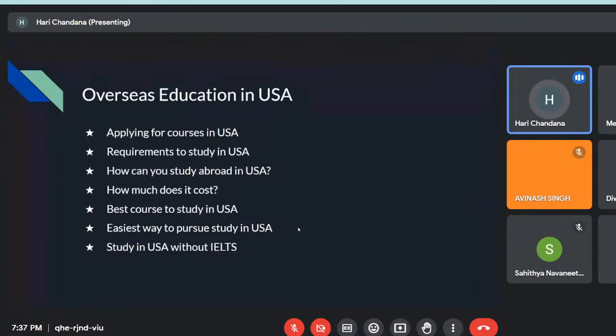So, study in USA for international students. The USA attracts the largest number of international students around the world every year. It offers excellent career opportunities and cultural diversity. As an international student, to get admission, you are required to submit your transcripts, English proficiency test scores, IELTS or TOEFL, essays, recommendations, and your passport.